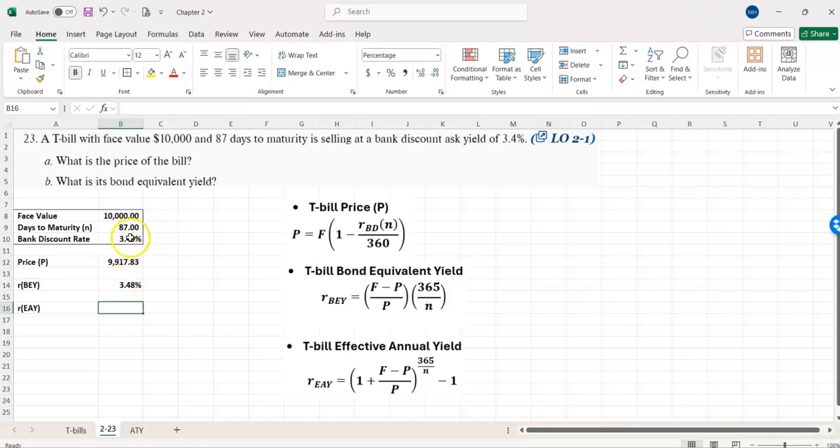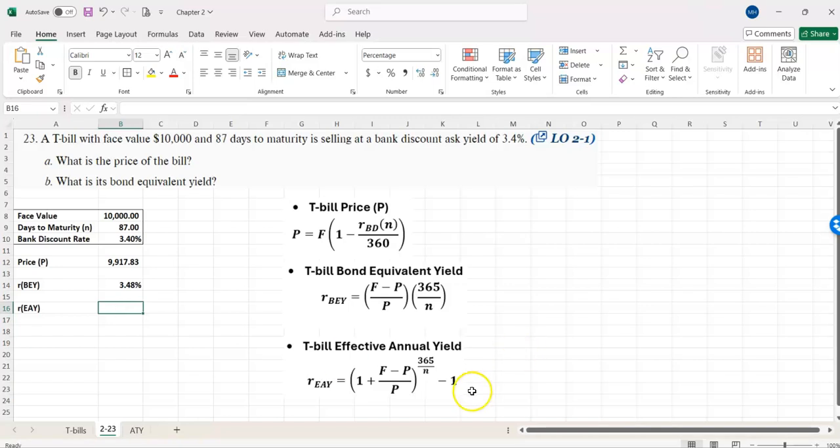Bond equivalent yield is always going to be higher than bank discount rate, and effective annual yield will always at least be the same as bond equivalent yield, if not higher. So if it's annual compounding, effective annual yield and bond equivalent yield are the same.